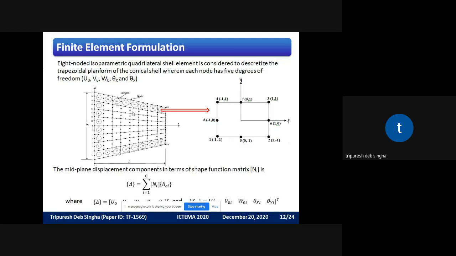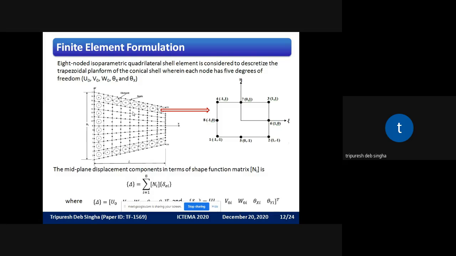Now this analysis is carried out using the finite element formulation. The cantilevered conical shell has a trapezoidal planform, and this trapezoidal planform of the conical shell is discretized into some number of elements, and each element here is considered as an isoparametric shell element with 5 degrees of freedom per node.